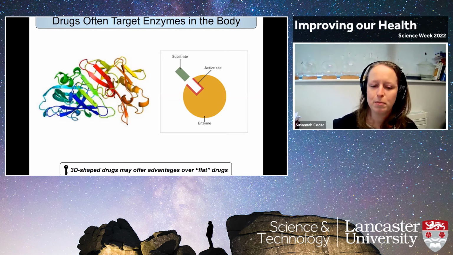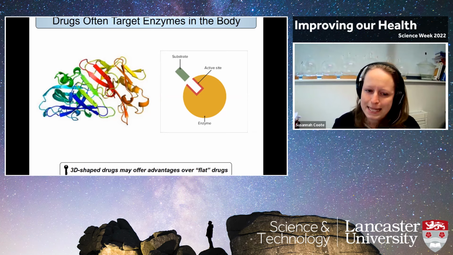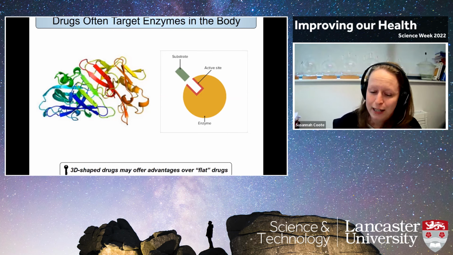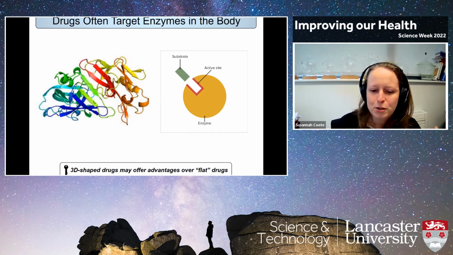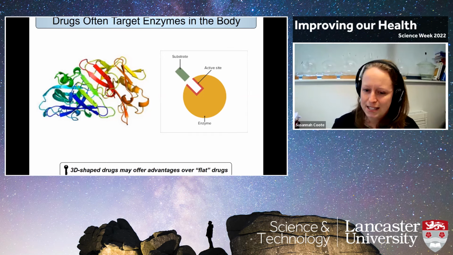And there's some evidence to show that three-dimensional small molecules might be able to interact better with things like enzymes, which are also three-dimensional, than the flat molecules that we looked at the start. And I guess a lot of drugs historically have been made from the flat molecules, i.e. the benzene rings, purely because these are easier to make.